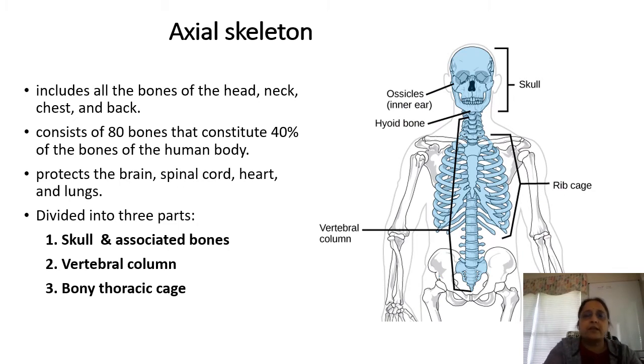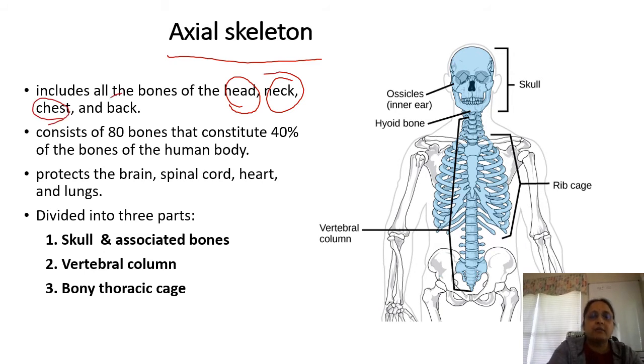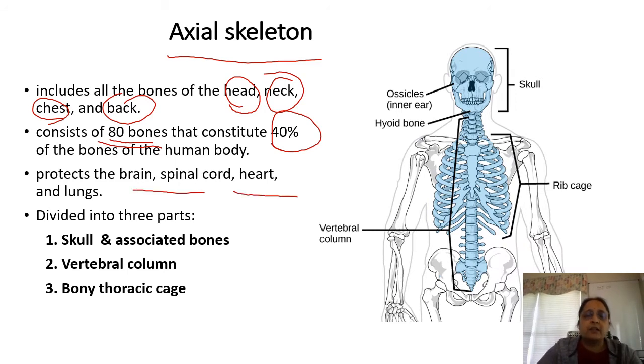Okay, so let's start with the axial skeleton. This is the main skeleton of the system. It includes the bones of the head and neck, chest, and back, and it nearly constitutes 40% of the bones of the human body, with nearly 80 bones involved. It protects the brain, spinal cord, heart, and lungs.